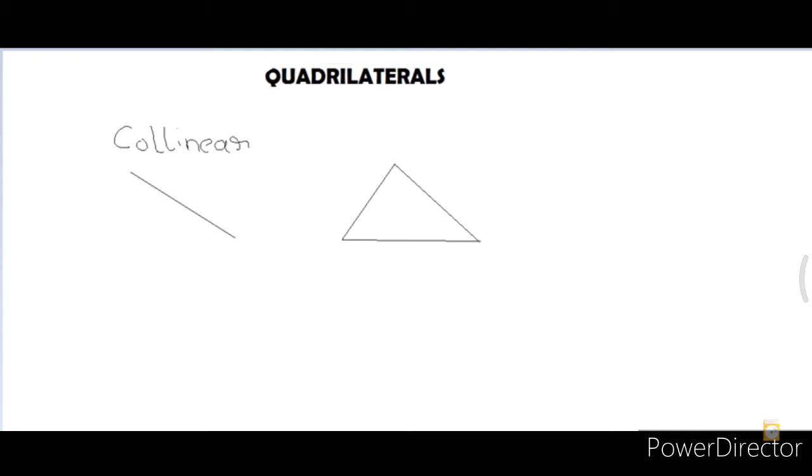And now, we won't take any of the 4 points to be collinear. Let's see what happens. Here, we get a different figure which is called a quadrilateral. A quadrilateral is a figure formed by joining 4 points in an order. Now, I am making a quadrilateral.